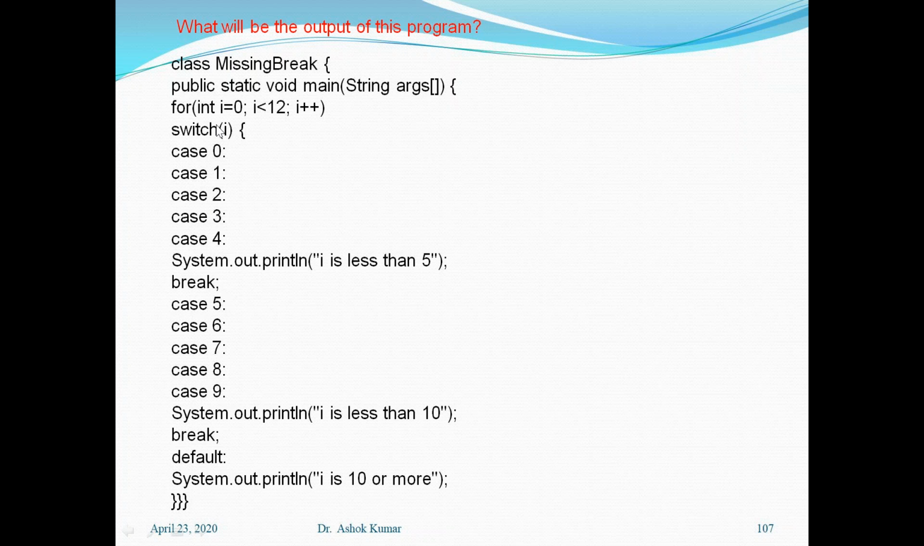Similarly, if the value of I is from 5 to 9, then this statement will be executed and break will transfer the control to the statement following the switch statement. And if the value of I is not from 0 to 9, then the default case will be executed.